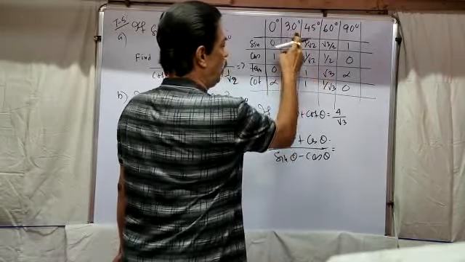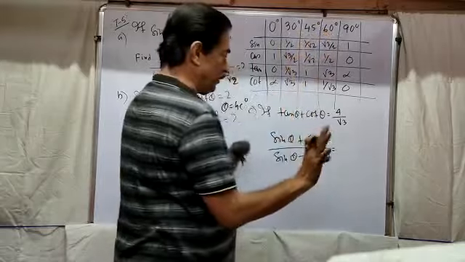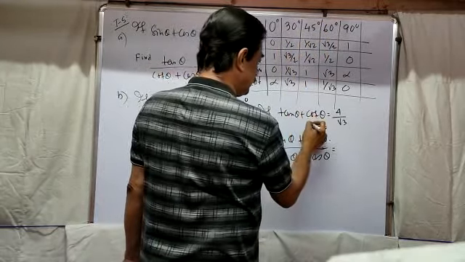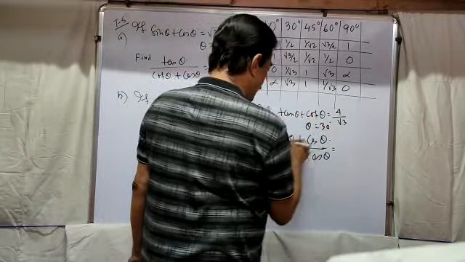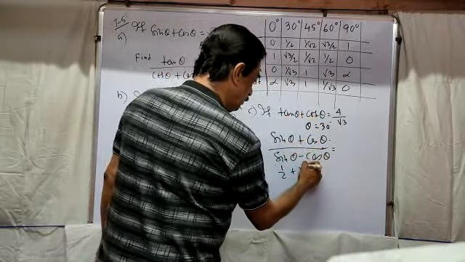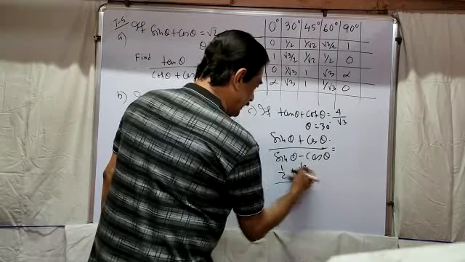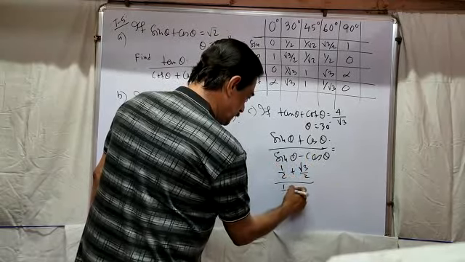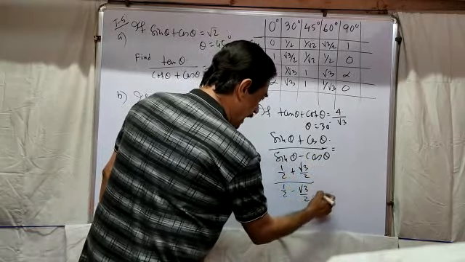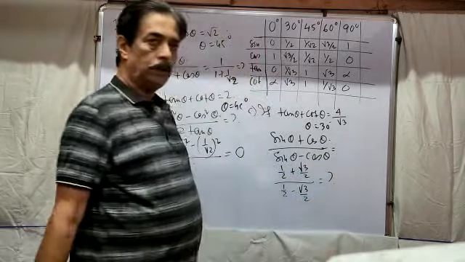You can assume theta equal to 30 degree, or you can assume theta equal to 60 degree, you will get the same result. So now sin theta, if theta equal to 30 degree, sin 30 equal to half, plus cos 30 equal to root 3 by 2, by sin 30 equal to half, minus cos 30 equal to root 3 by 2. And similarly, we can get the answer.